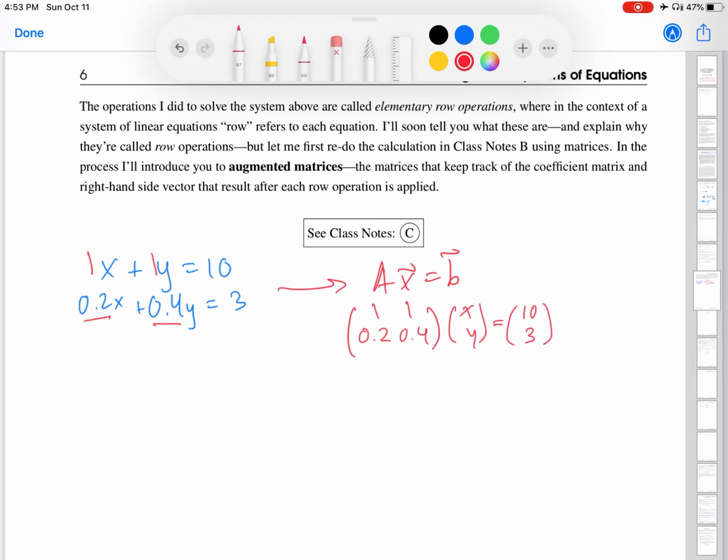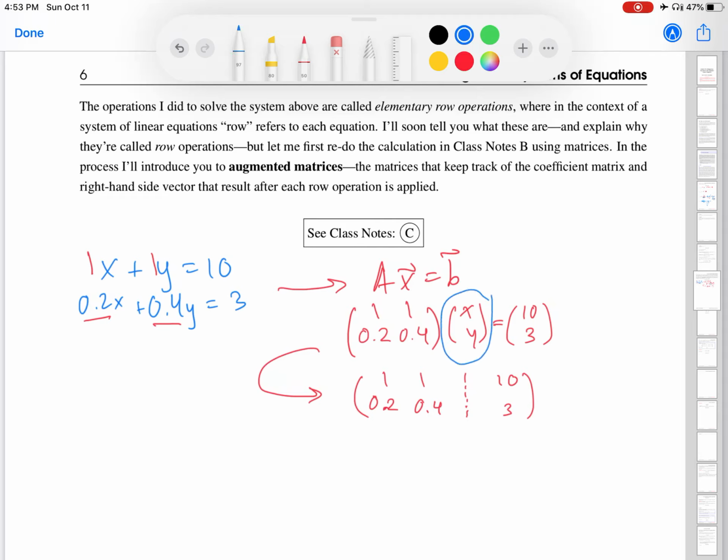So the augmented matrix way to solve this problem starts off by keeping the coefficient matrix, 0.2, 0.4, keeping the b matrix, and then just putting, you'll sometimes see a dashed line here, sometimes you'll see a solid line. But the point is you get rid of the vector xy, right?